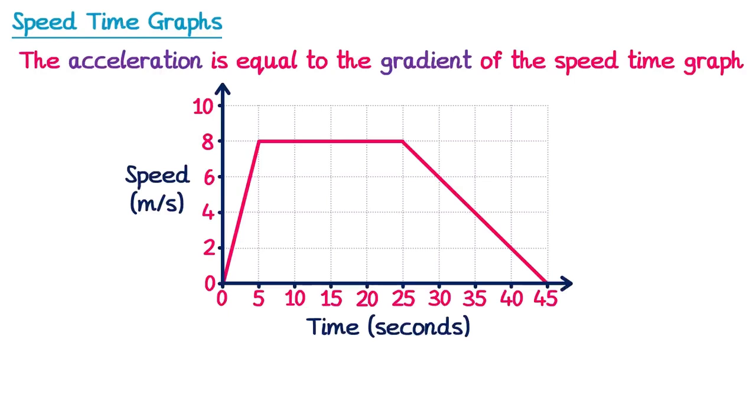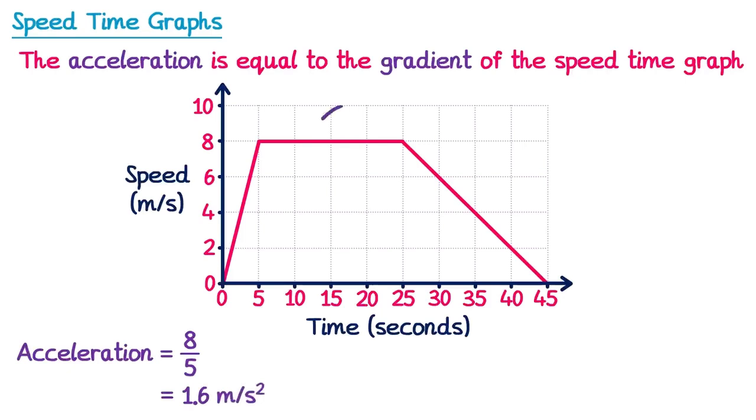Here we can work out the gradient by drawing a gradient triangle. The change in y is this part here, which goes from 0 to 8. So that's 8. And the change in x is from 0 to 5, so that's 5. We can then work out the gradient, which is the acceleration, by doing the change in y, which is 8, divided by the change in x, which is 5. And 8 divided by 5 is 1.6. So the acceleration in that first part of the race is 1.6. The unit we give to acceleration is meters per second squared.